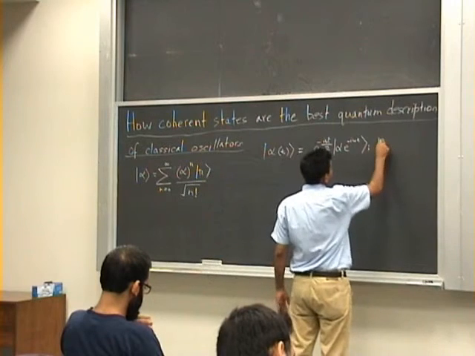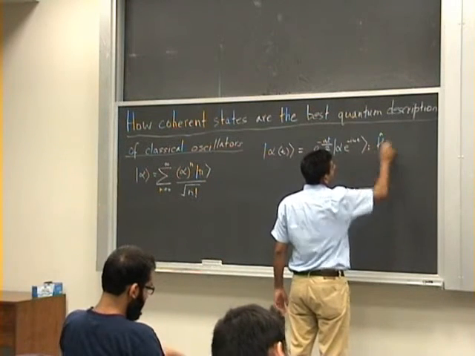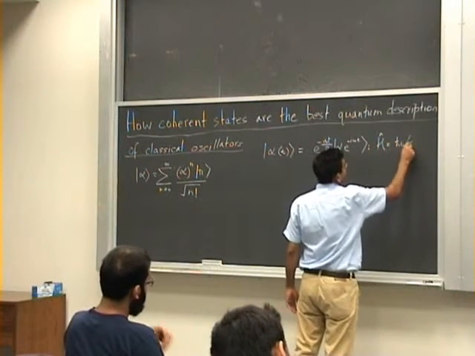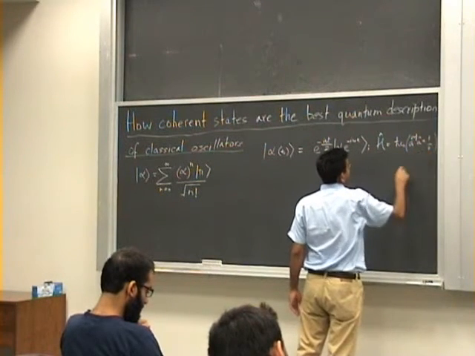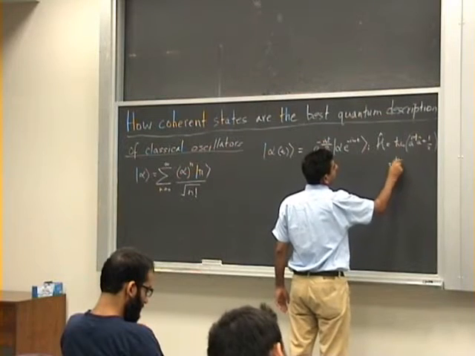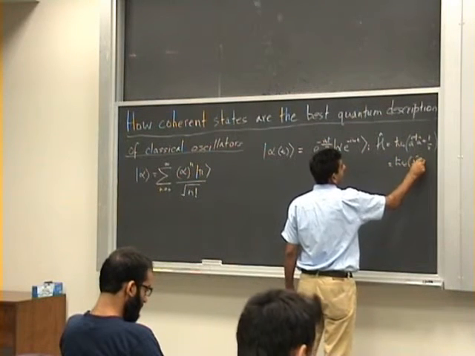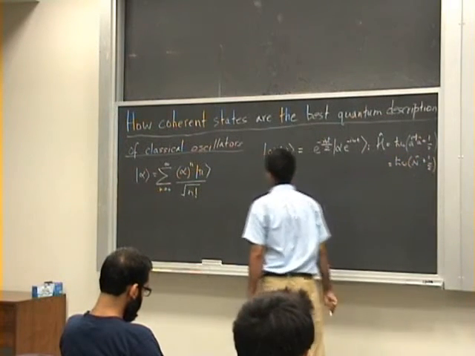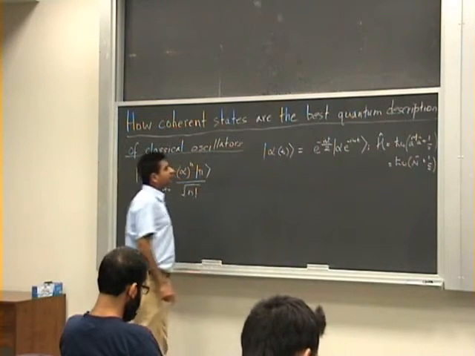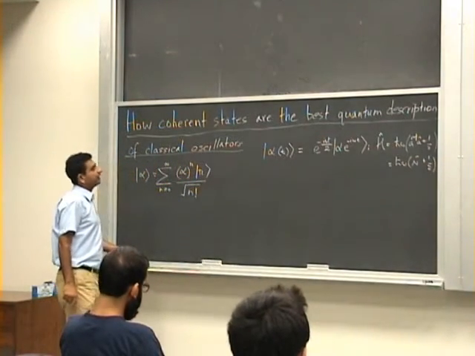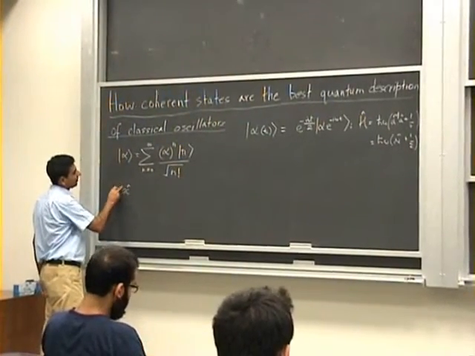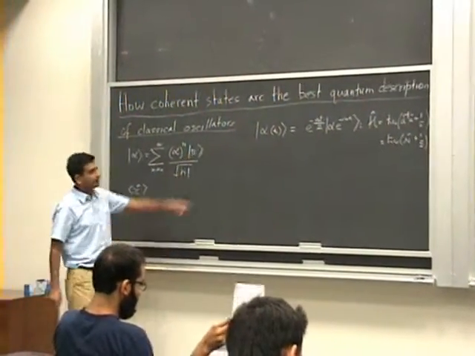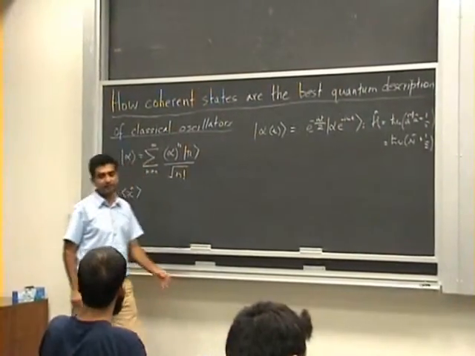We also know that the Hamiltonian for the harmonic oscillator is h bar omega (a dagger a plus half), or h bar omega (the number operator plus half). This is something we already know. So let's first of all try to find out the expectation value of the time dependent coherent state.